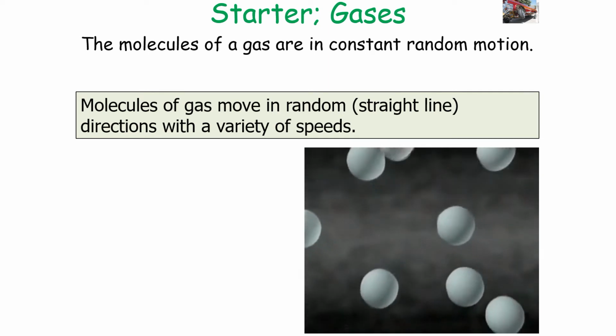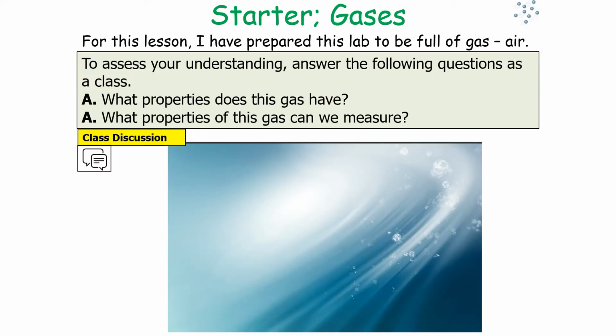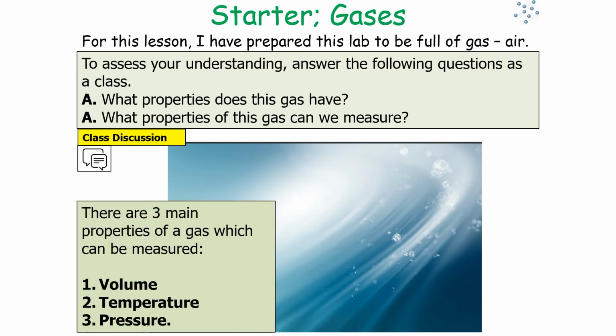To understand gas particles and gas pressure, we've got to consider the properties of a gas. What properties does a gas have and what properties can we measure? There are three main properties of a gas which can be measured: the volume of a gas, the temperature of a gas, and the pressure of a gas.